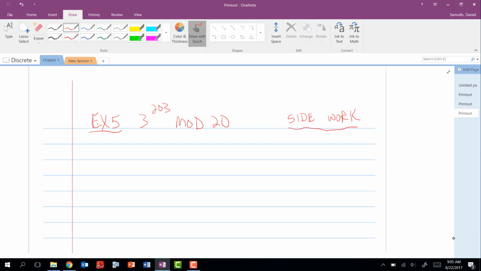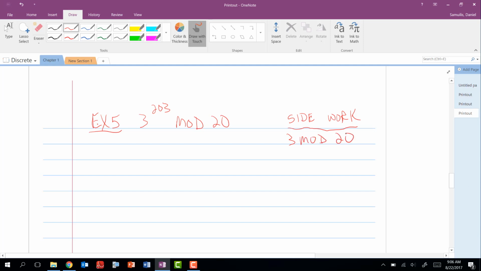3 to the 203rd. A calculator might even say overflow. That means it's too big. I can't do it. Or the answer's indiscernible. You wouldn't even know what to do with it, mod 20ing it and not be able to read the answer. So off to the side: 3 to the first mod 20 is 3, right?